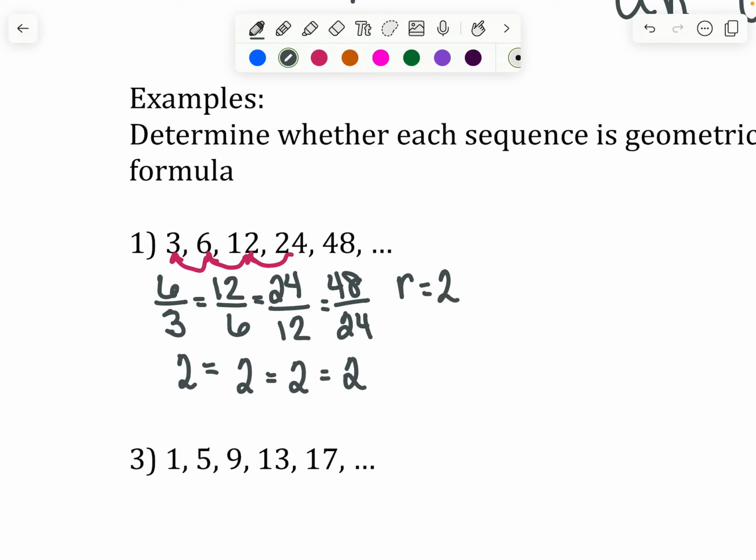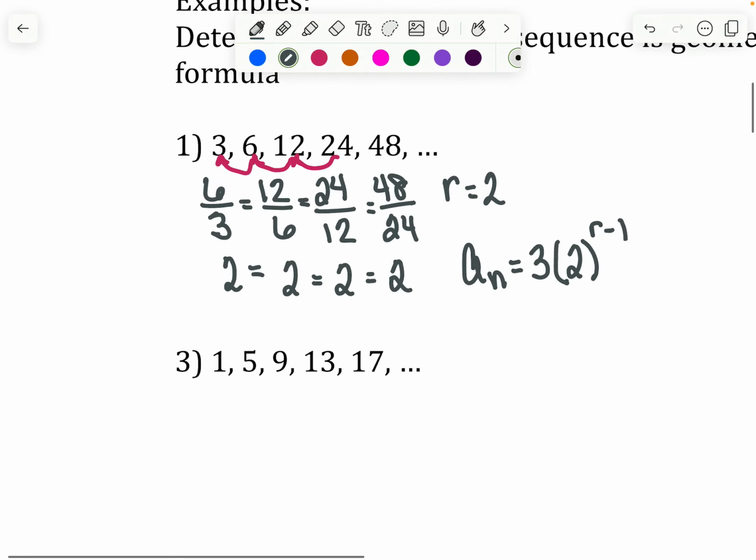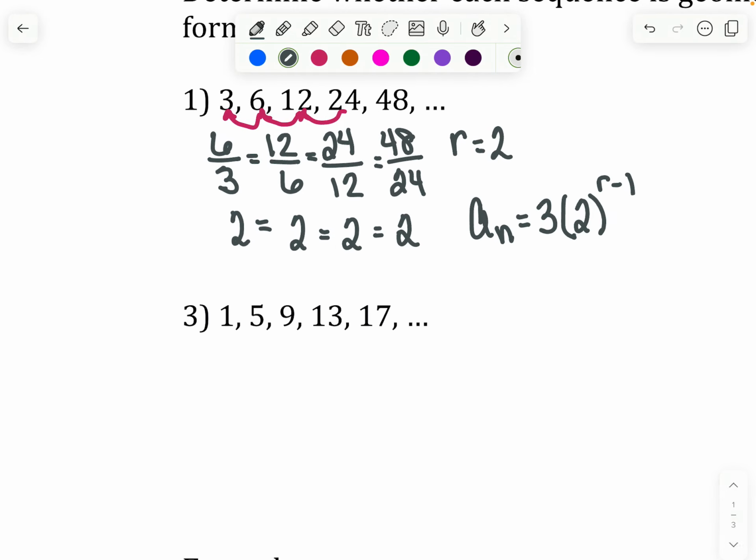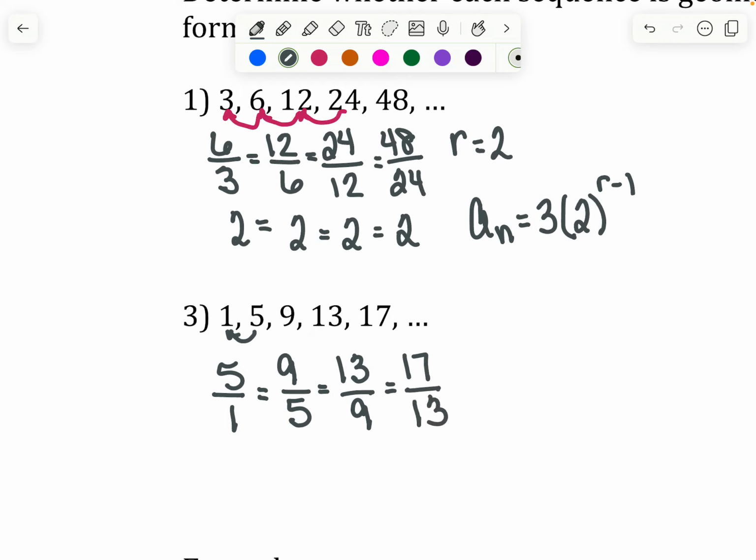Okay, so we want to develop our equation now. a sub n is equal to the first term times 2 to the n minus 1. And that's our equation. Let's try the next one. Let's try 3. Again, we're going to divide. So 5 divided by 1 has to equal 9 divided by 5, which has to equal 13 divided by 9, which has to equal 17 divided by 13. I don't think they're all the same. So this is telling us this is not a geometric sequence.